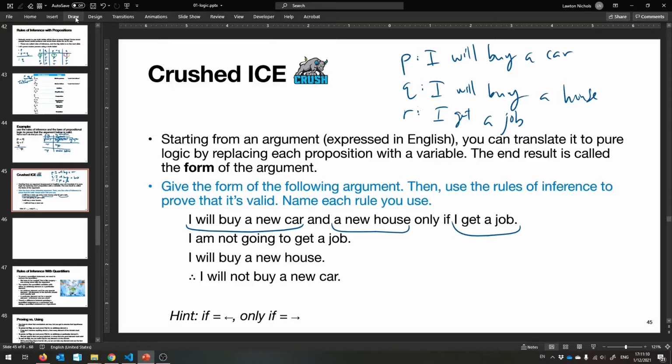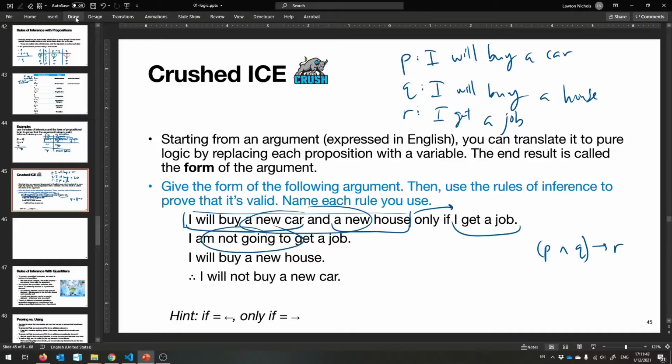Okay, so now it's our job to translate all these lines to pure logic. I will buy a car and a new house only if I get a job, and apparently only if means from right to left. So all of this together implies that. If all these things are true, that means I get a job, apparently. So that is P and Q, given these things we've defined, implies R. That's the one.